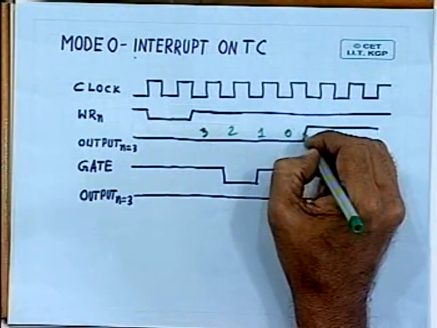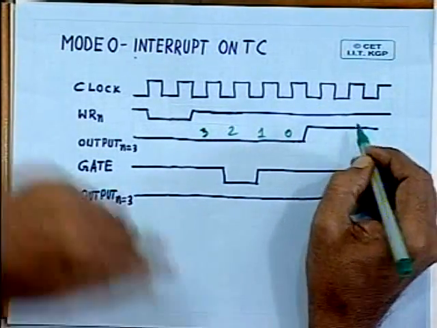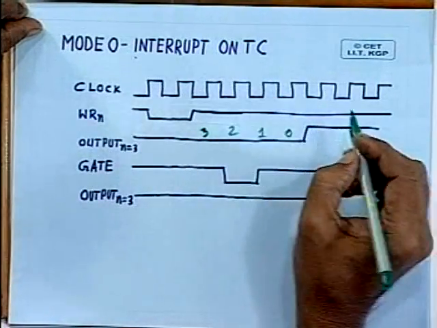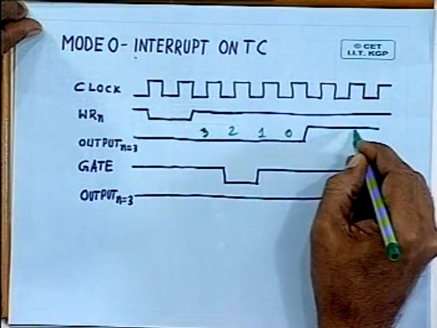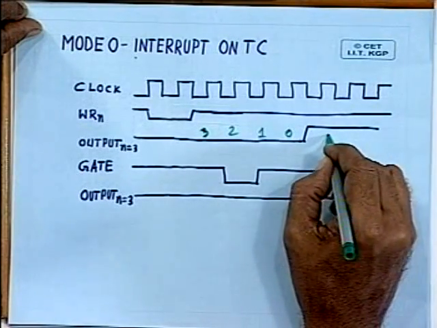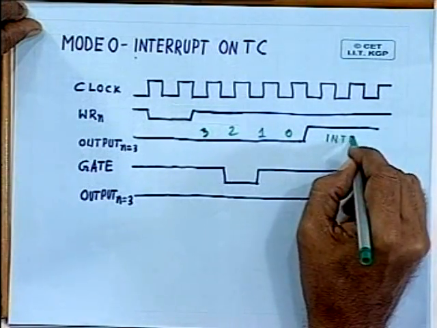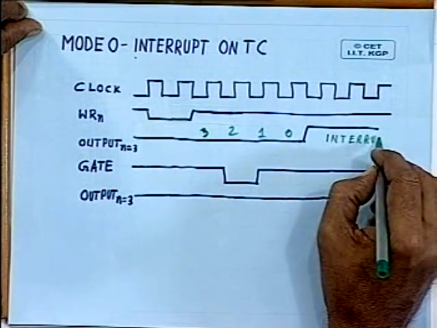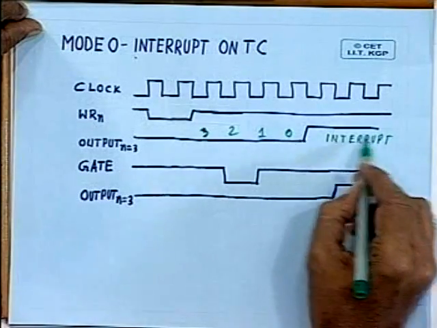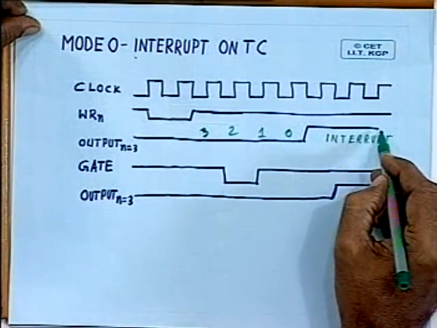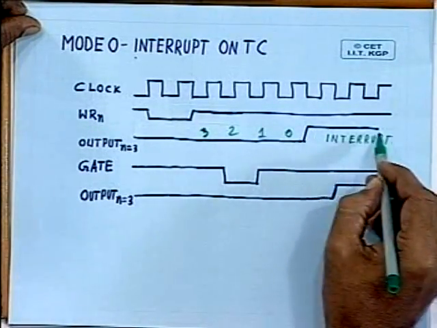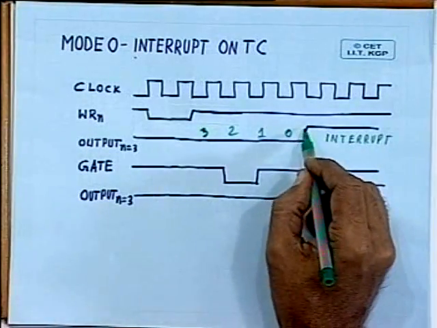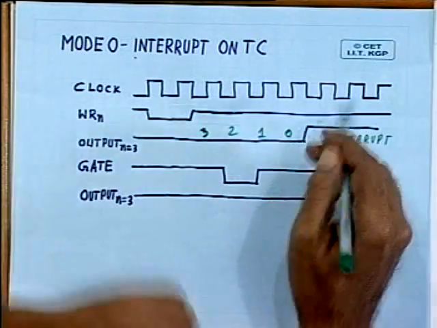So at this edge the output will go high, and this name has been given to it, interrupt on terminal count, because this line can be used to interrupt the processor. It can be connected to any one of these inputs of the 8085 microprocessor. And as you know, the interrupt inputs are high active, so it can be directly connected to any one of the interrupt lines, and the processor can be interrupted.